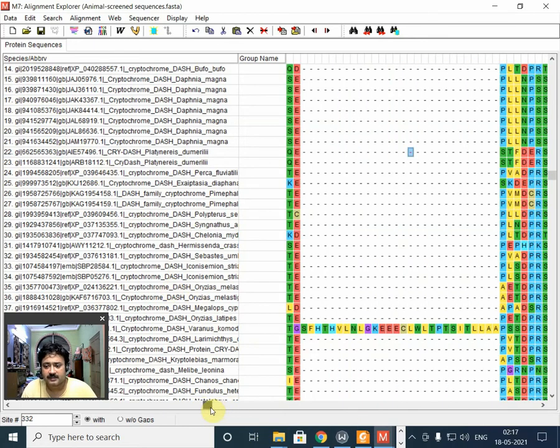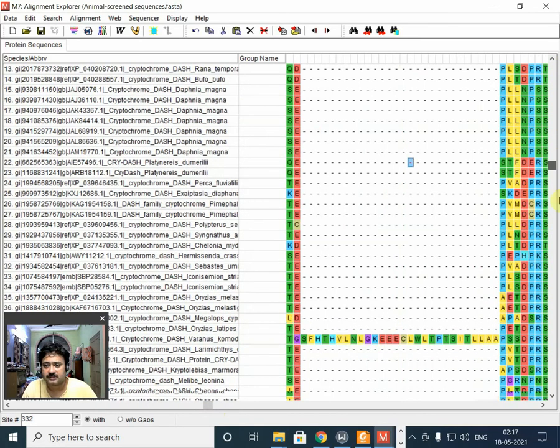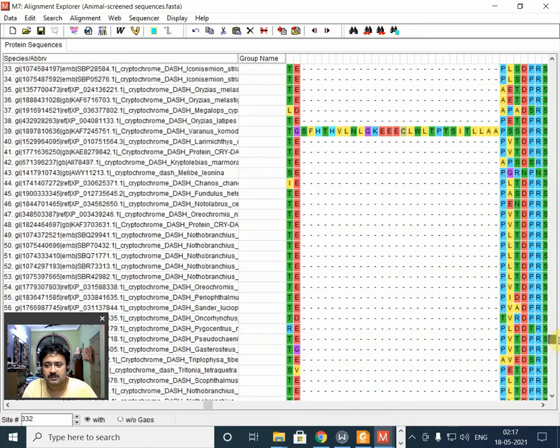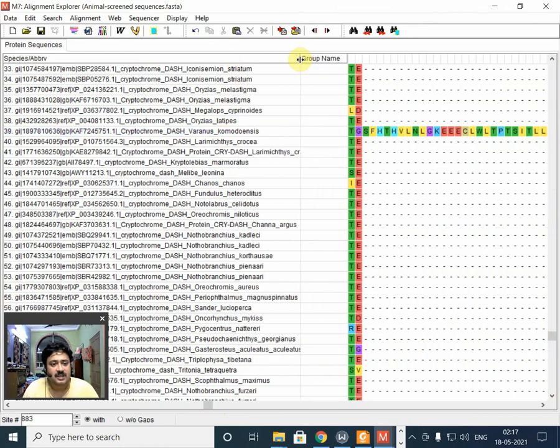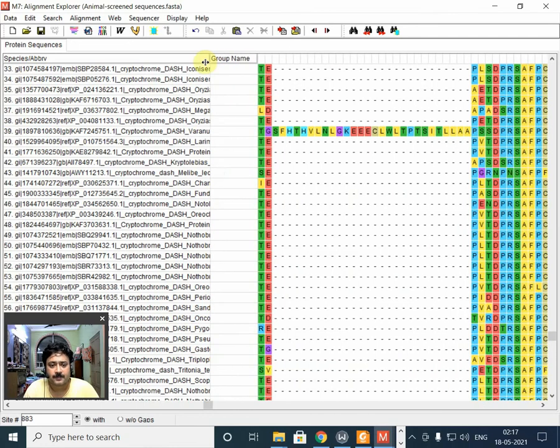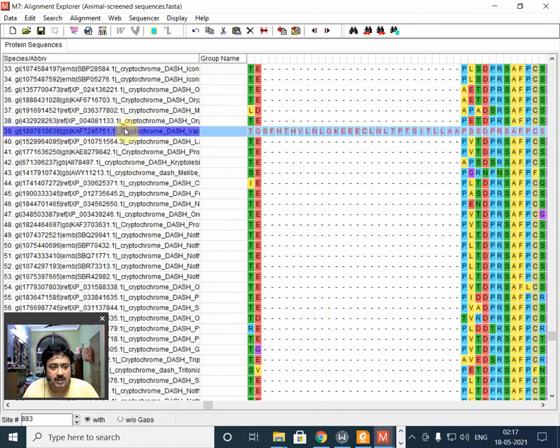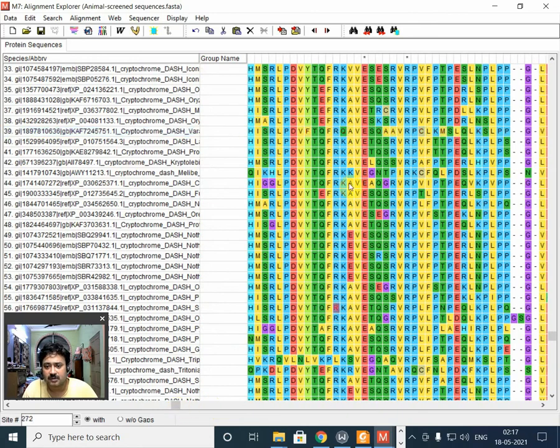Okay. Again, let's see if there are any other sequences here or not. This whole stretch, from here until here, is only present in this particular sequence, number 39. If we see what this is, it is cryptochrome from Varanus komodoensis. Okay, so let's go and screen this particular sequence to see if the others are the same or not.